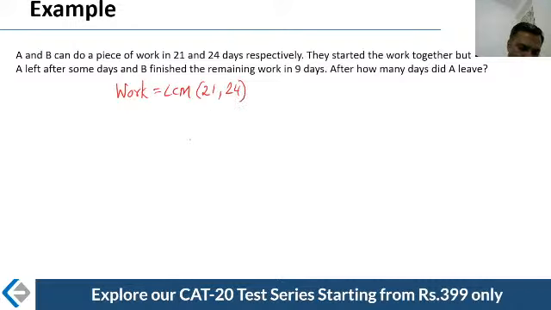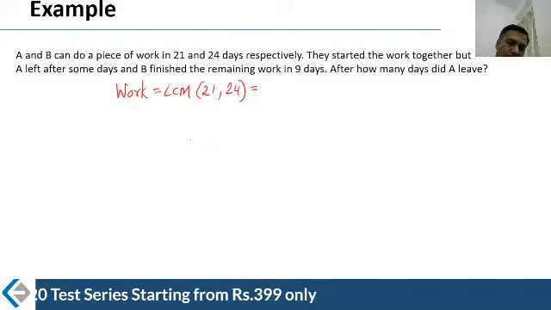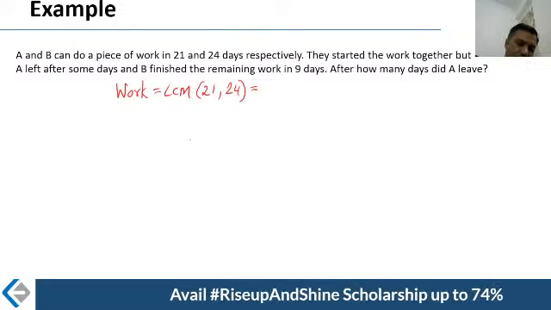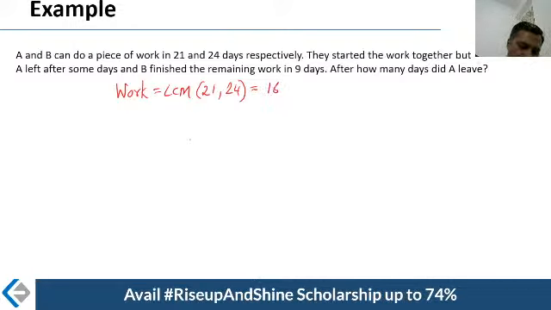These are not prime numbers, isn't it? 21 and 24. They started the work together. So what is the LCM of these numbers? The LCM is 24 into 7, which is 168 units. Now, it said that they started the work together, but A left after some days.